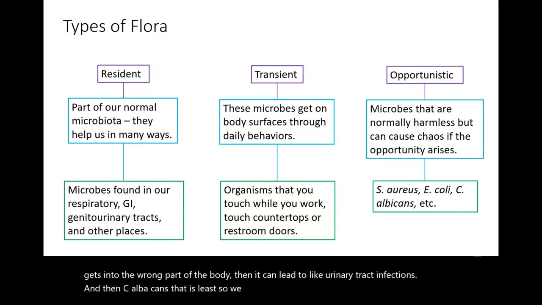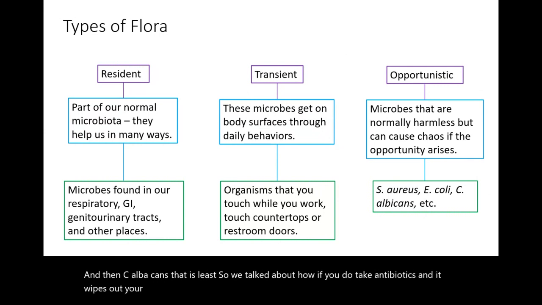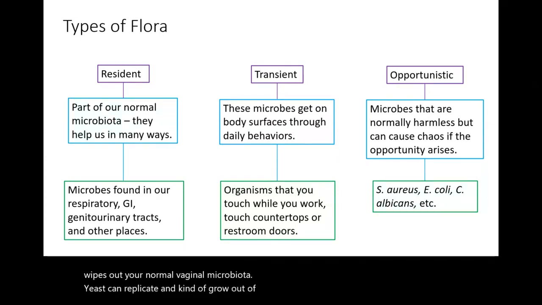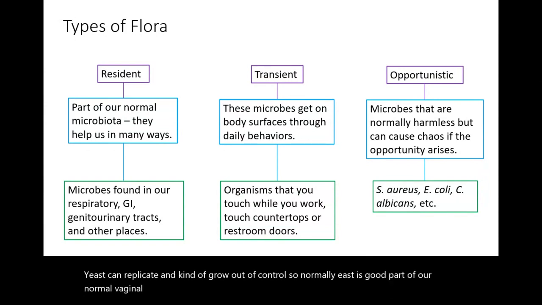And then C. albicans, that is yeast. We talked about how if you take antibiotics and it wipes out your normal vaginal microbiota, yeast can replicate and grow out of control. So normally yeast is a good part of our normal vaginal microbiota, but when the opportunity arises, it grows more than it should and can lead to yeast infections, okay?